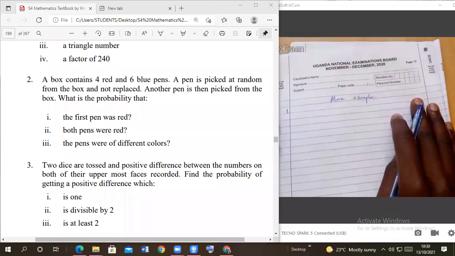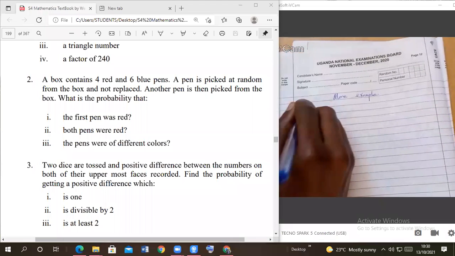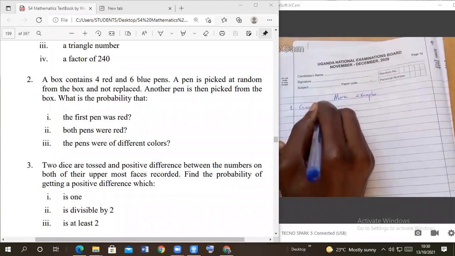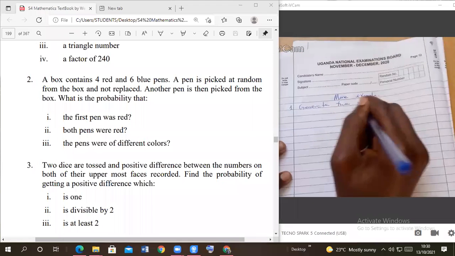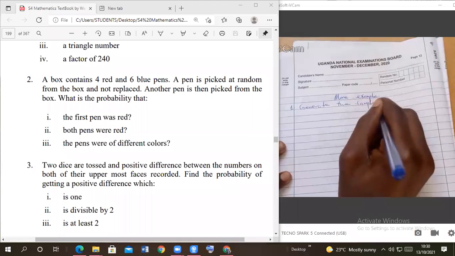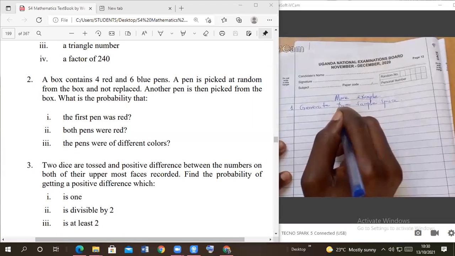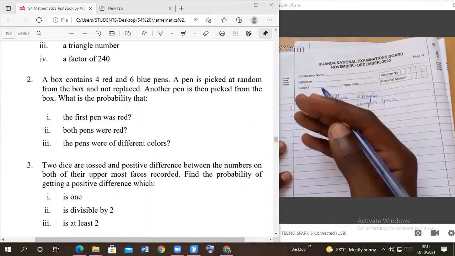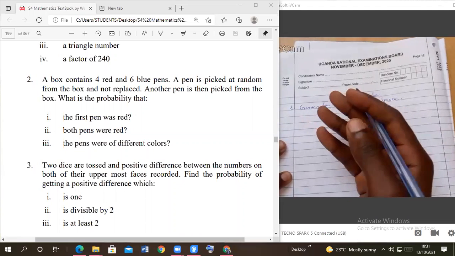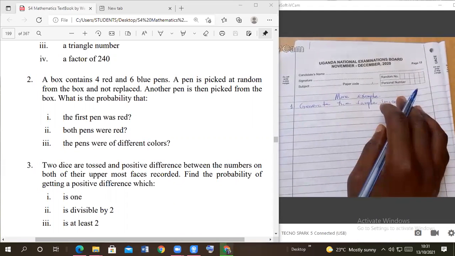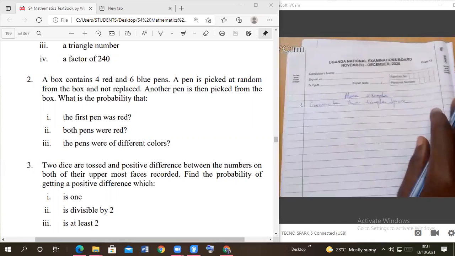And when we use a probability tree diagram, we use it to generate the sample space. We use it if the number of trials or the number of experiments is more than one. Like in this case, they're saying a box contains 4 red and 6 blue pens. A pen is picked at random from the box and not replaced. So which type of selection is this?